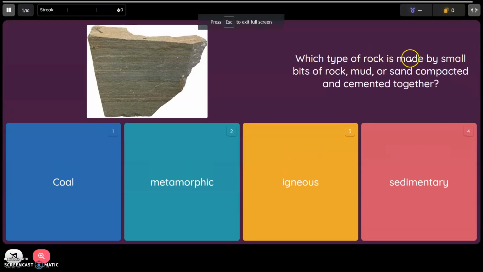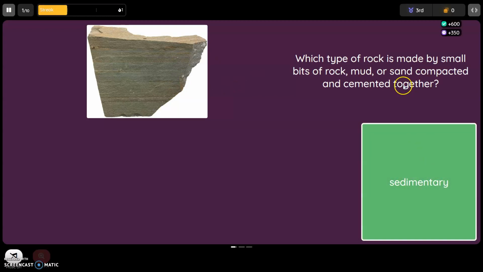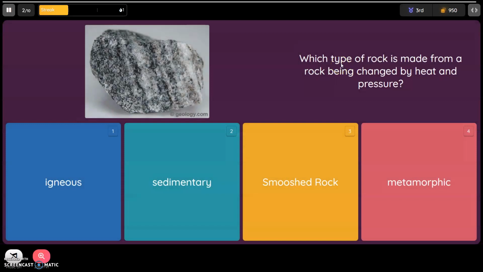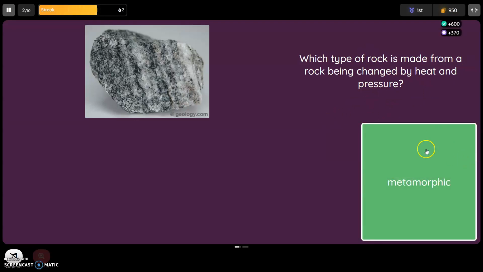Which type of rock is made by small bits of rocks, mud or sand compacted and cemented together? As we learned, sedimentary rocks are formed like that, they're in layers too. Okay, so far we're going good. Now, which type of rock is made from rock being changed by heat or pressure? This is metamorphic. I'm sorry, I didn't teach you this yet.